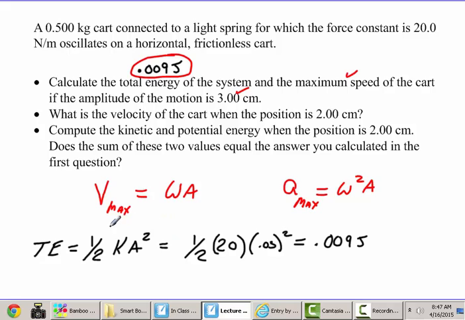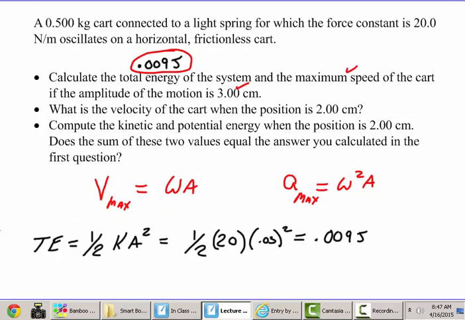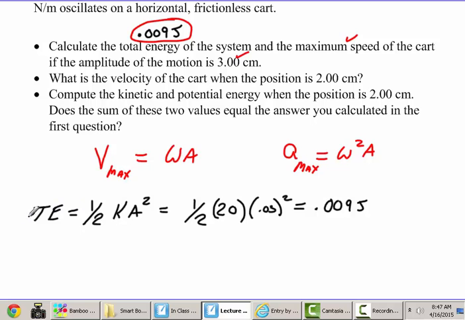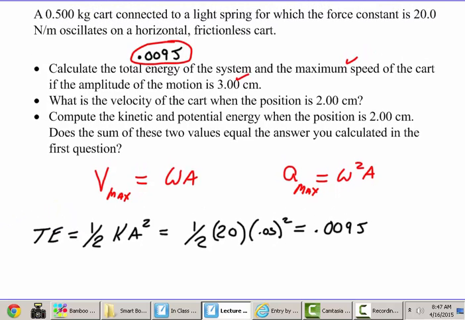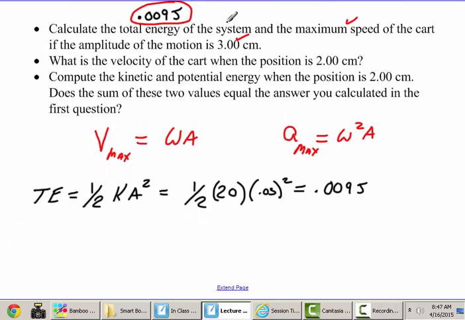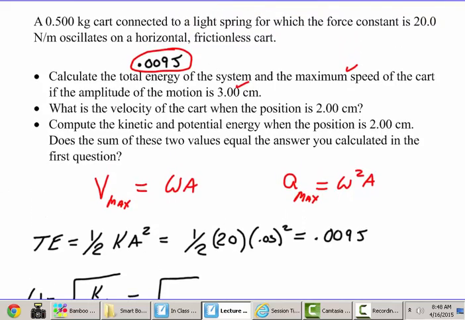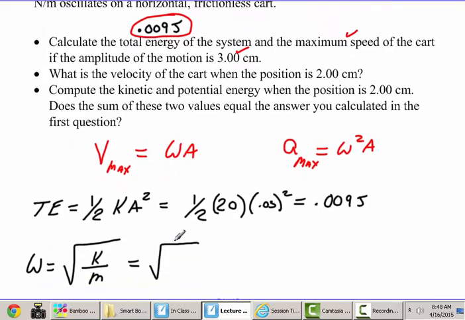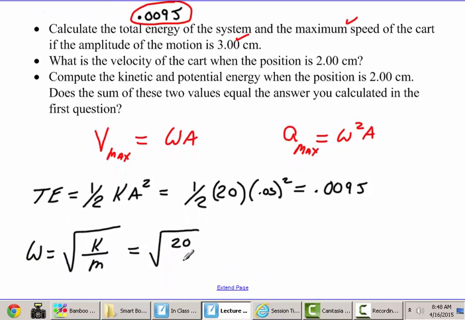Okay, and then maximum speed. Everybody understand how to get your omega, right? Or not? So again, to get it, omega is going to equal the square root of k divided by mass. So 20, make sure my units are good, over 0.5. That gives you the square root of 40.